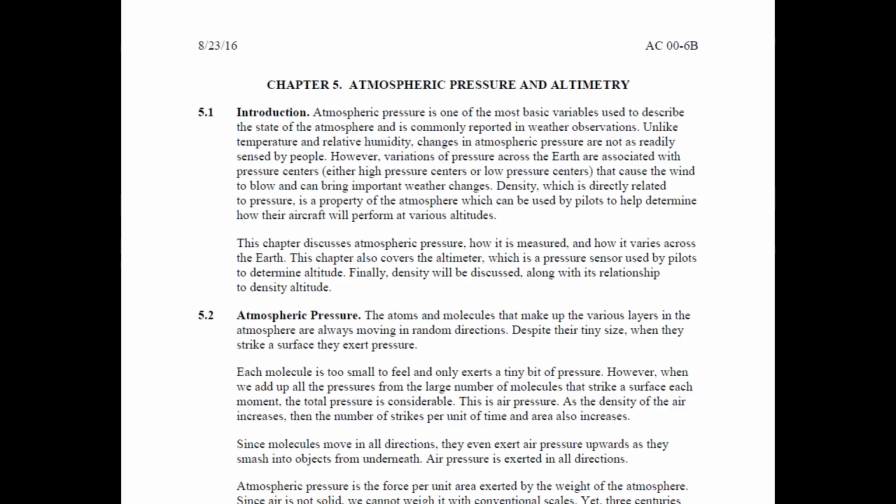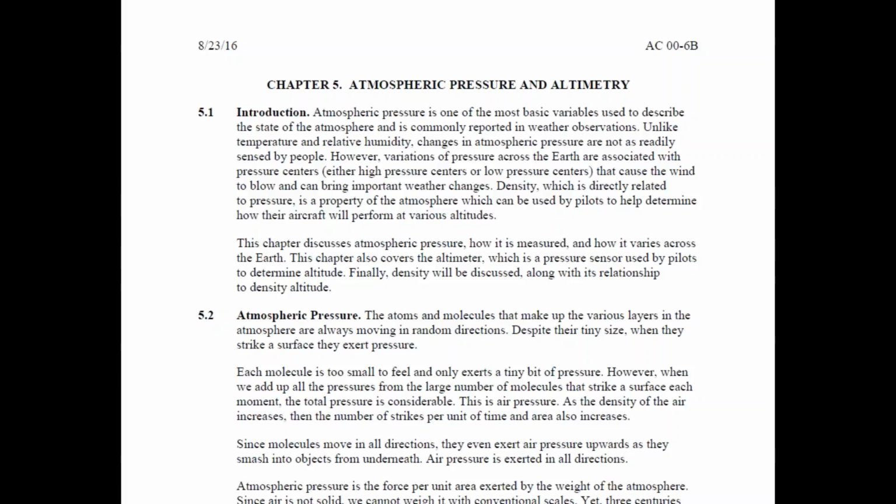Okay, so atmospheric pressure is one of the most basic variables used to describe the state of the atmosphere and is commonly reported in weather observations. Unlike temperature and relative humidity, changes in atmospheric pressure are not as readily sensed by people. Sometimes you can actually feel pressure changes, but it would have to be very dramatic, and generally speaking, you can't really go outside and tell, oh, air feels heavy today.